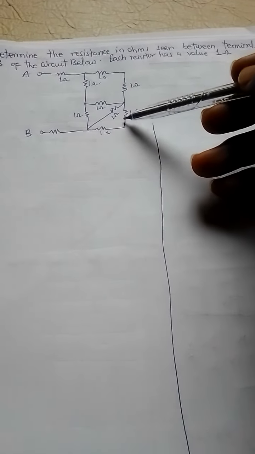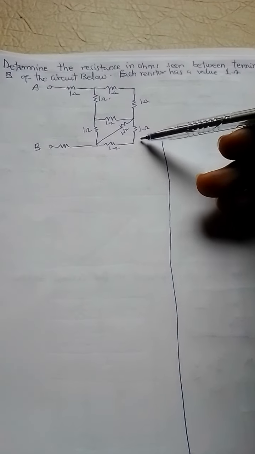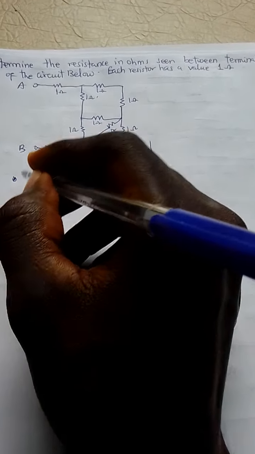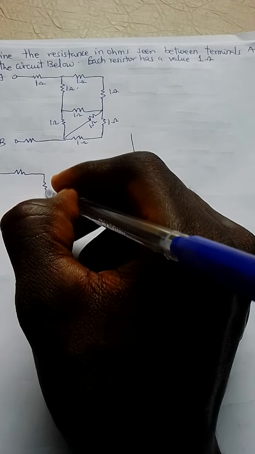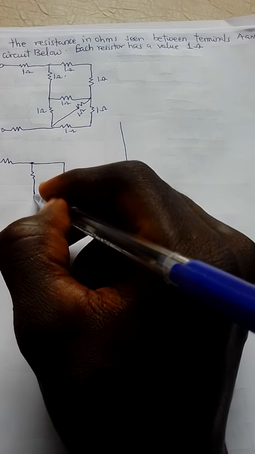This and this also, there is no node, so the two of them are also in series, so that place will become 2 ohms. We combine the 1 and 1 to get 2 ohms. So redrawing, I'll get my A, then I'll come down and I'll get the combined resistance here.